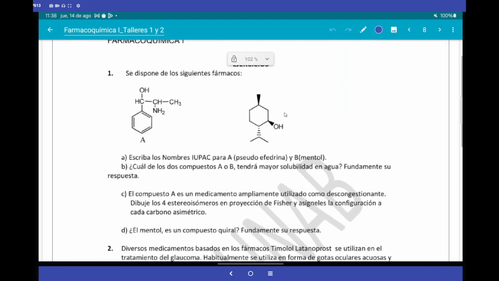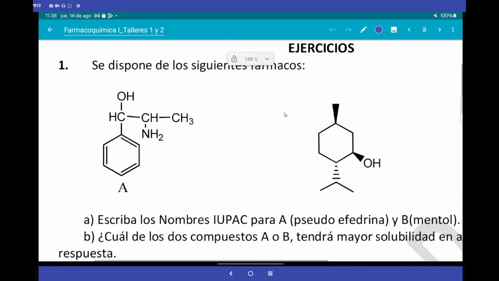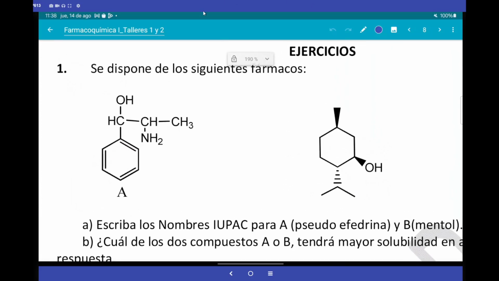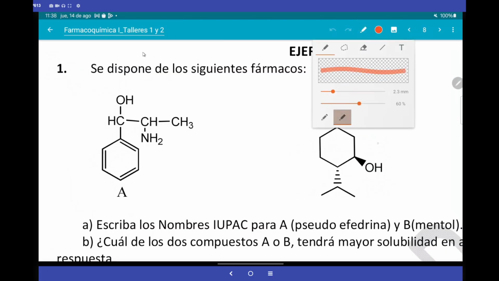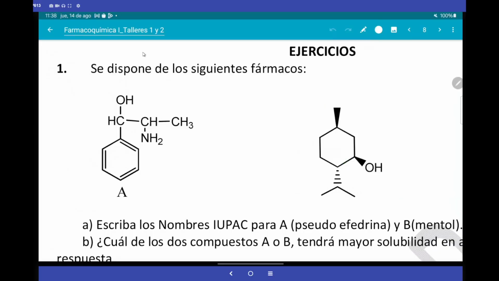It says which of the two presents greater solubility, first the compound that is here in the cocktail. Right, and this structural pattern that we have here does not have a very harmonious drawing. Look, if we draw it in a more professional way, it would be like this.